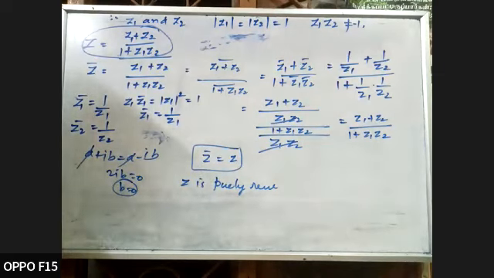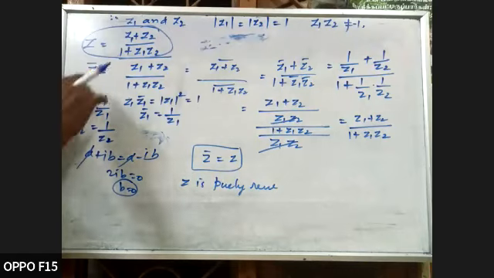Pay attention to what I am saying. The question says: any two complex numbers Z1 and Z2 such that modulus of Z1 and Z2 is equal to 1, and Z1 Z2 is not equal to minus 1, then show that Z1 plus Z2 divided by 1 plus Z1 Z2 is purely a real number. The important condition I know is that if Z is purely real, then Z is equal to its conjugate. So we find the Z conjugate.